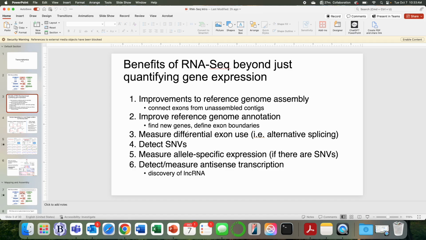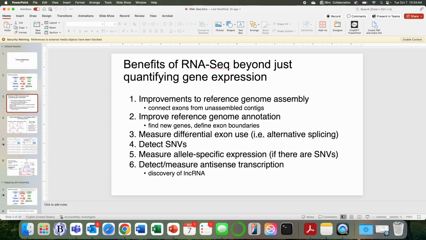If you map it to a reference genome, it can also improve the annotations, like where the intron-exon boundaries are, and measure differential exon use, so alternative splicing. We'll talk about how that causes a problem as well. You can detect SNVs, like I said, using this pipeline to call variants. You can measure allele-specific expression if there are SNVs.